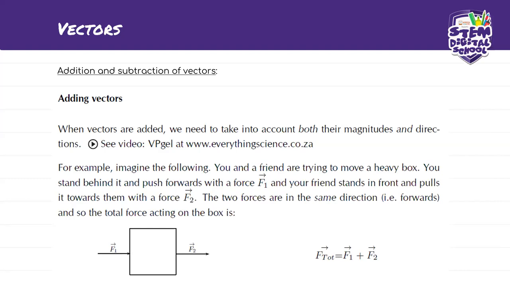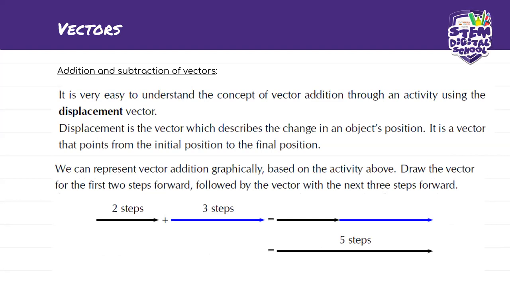Addition and subtraction of vectors: it is very easy to understand the concept of vector addition through an activity using displacement vectors, which is the example that I just gave you, where when you walk 50 meters forward and then you turn back and move 30 meters back, that is also a subtraction of vectors, because positive is forward and negative is backwards. Displacement is the vector which describes the change in an object's position.